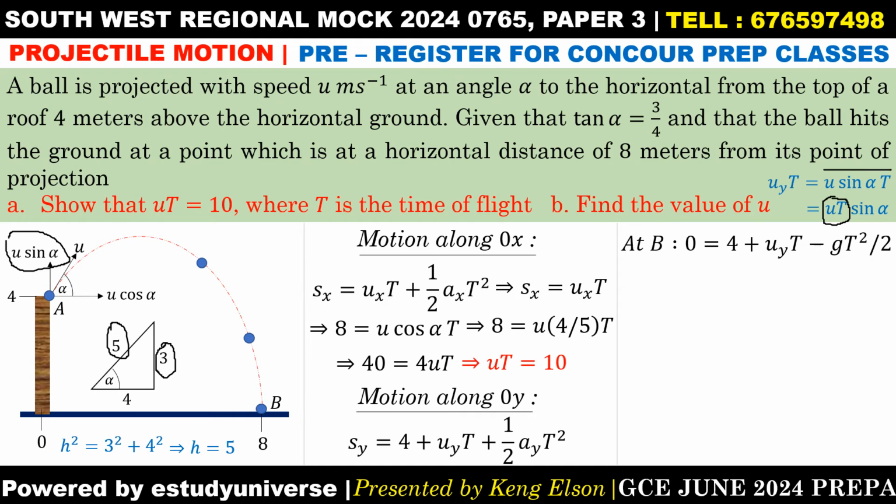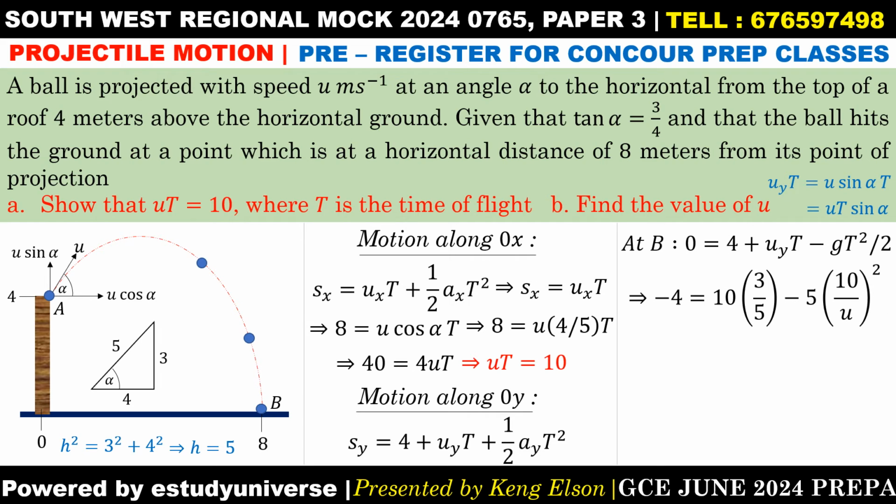Now our g is equal to 10 meters per second squared. So I'm just going to replace and simplify everything so that we see what we have. From there we can subtract 4 on both sides, so we get 0 minus 4, negative 4. Now remember that we have to do ut sine alpha. Ut is 10, sine alpha is 3 divided by 5. Now g divided by 2 is 5, because g is 10. Then we have t squared. T can be gotten from the first proof, because from the first proof we have that t is 10 divided by u. Then now we need to square.